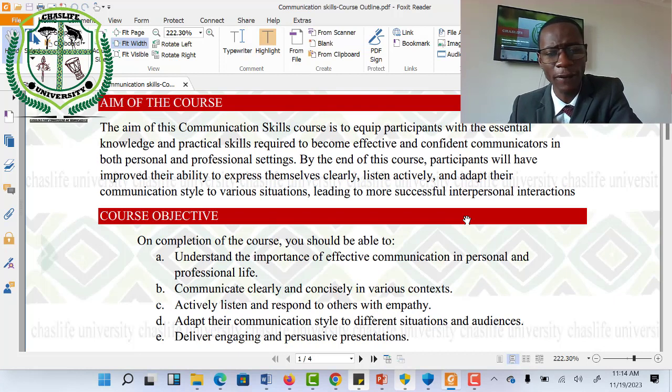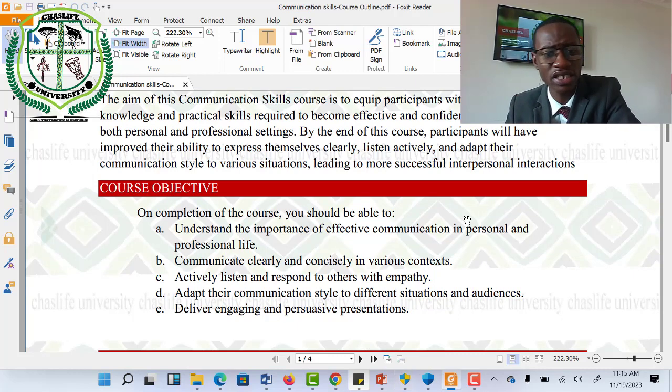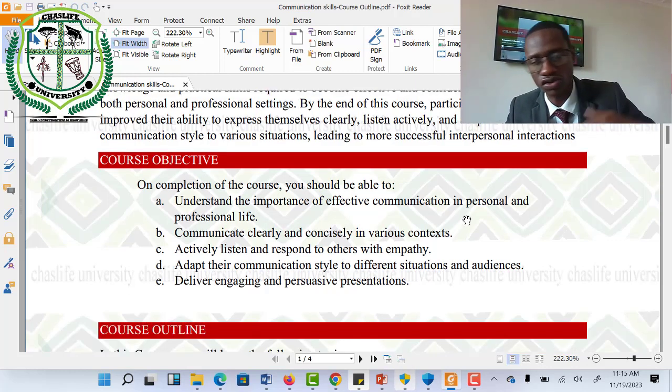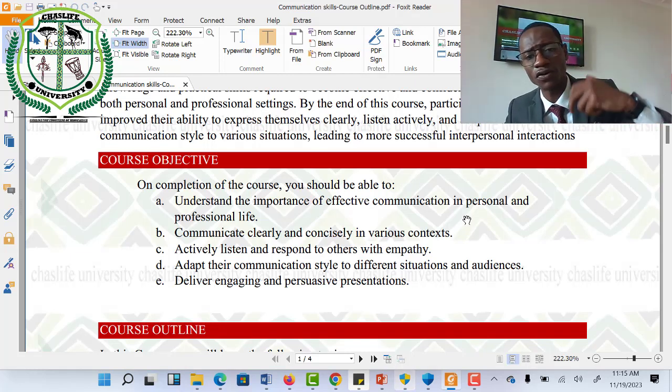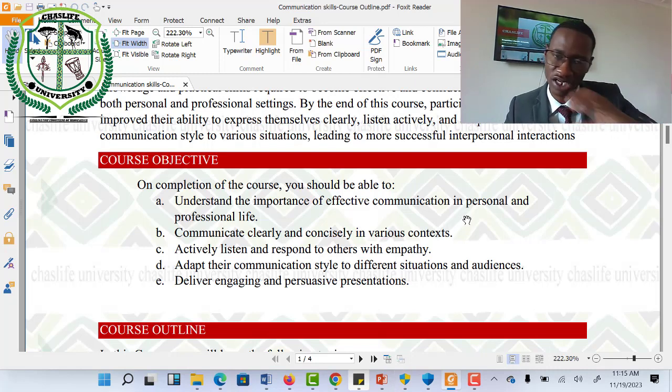So what are the objectives? The objectives of this course are, one, to understand the importance of effective communication in personal and professional life. Secondly, to communicate clearly and precisely in various contexts. Thirdly, to actively listen and respond to others with empathy. Fourth, to adapt communication styles to different situations and audiences. Of course, this will help you to deliver engaging and persuasive presentations. Those of you that want to become public speakers, those of you that want to be training people, whatever you want to be communicating, for as long as it deals with transferring information from the encoder to the decoder, or from the person who is speaking to a person who is listening, you are good, warm and dry.